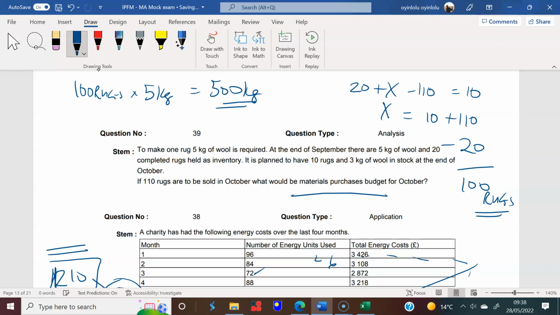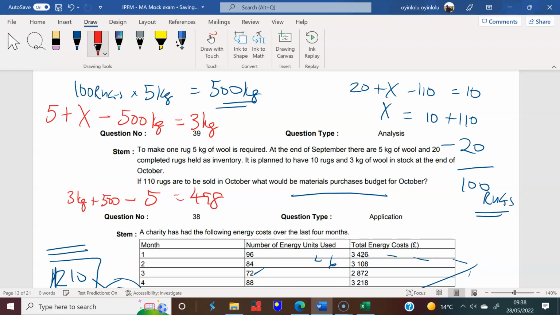But the question is asking me how many kilograms do I need to buy? Well, I have 5 kilograms. I'll just change my pen color. I have 5 kilograms in stock. I need to buy a certain amount of kilograms so I can release 500 kilograms to the guys in production. And I want to be left with 3 kilograms at the end of the day. So I need to therefore buy 3 kilograms plus 500 minus 5, which of course is 498 kilograms. Yes, 498 kilograms. And that's the answer there for that. So that's your purchases budget.